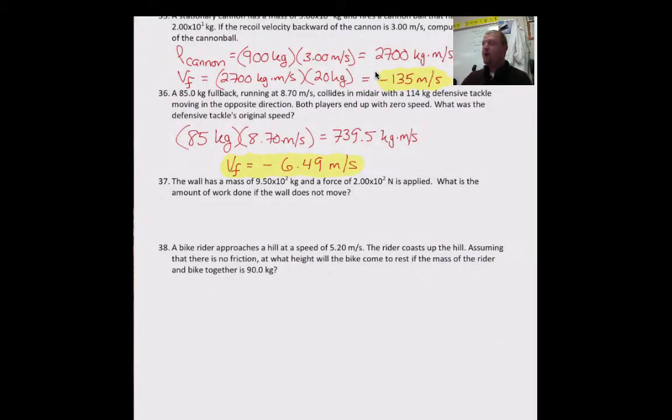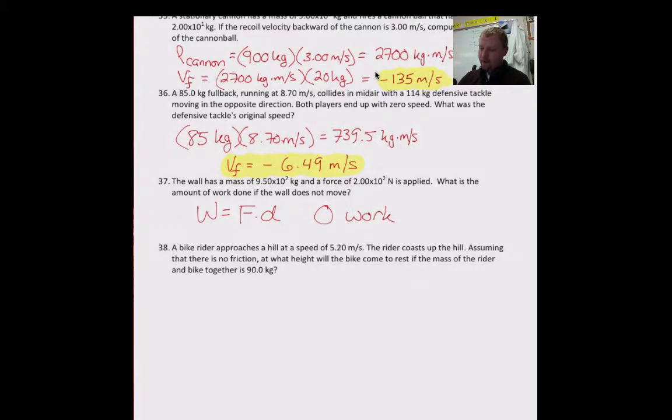All right. Number 37 is easy. A wall has a lot of mass, and the force is roughly 200 newtons. Is work done on the wall? And the answer to that is no. Work is not done on the wall. Work is equal to what? Force times distance. Excellent. The wall doesn't move. And because the wall doesn't move, no work is done. Distance is 0. So the answer to this is 0 work.